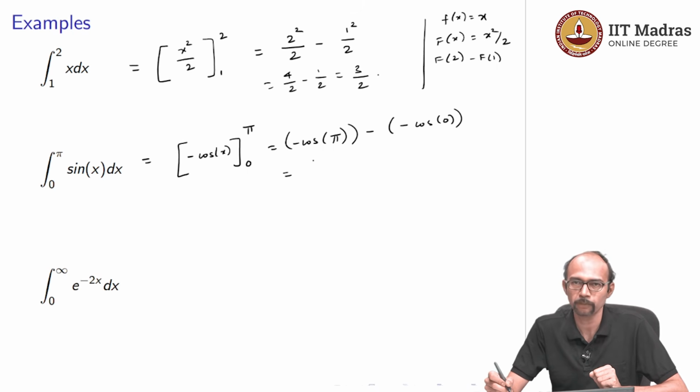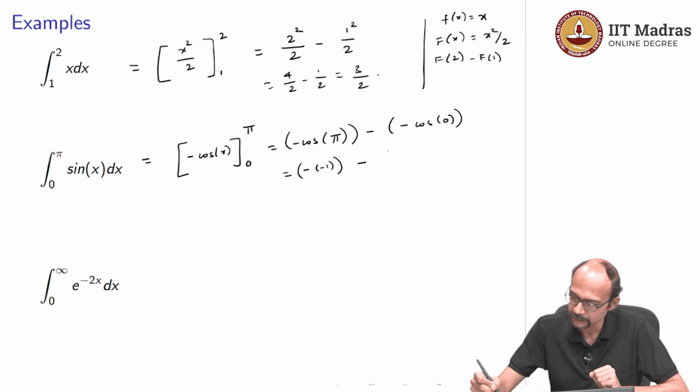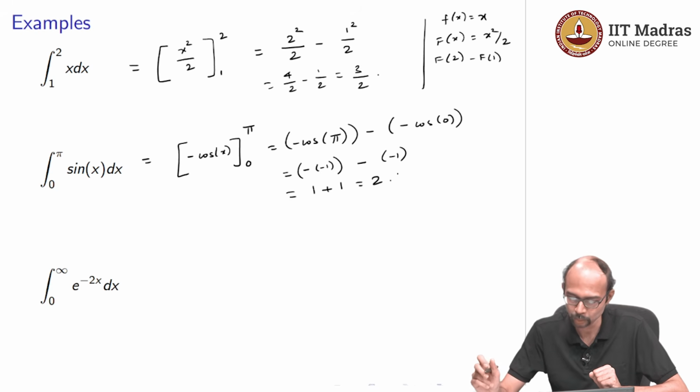Okay. So, what is cosine of pi? Cosine of pi, if you remember your cosines, is minus 1. So, this is minus of minus 1, and then what is cosine of 0? That is 1. So, this is minus 1. So, what does that give us? The first thing gives us 1, the second thing gives us 1 with a plus sign, because you have a minus minus. So, this gives us 2.